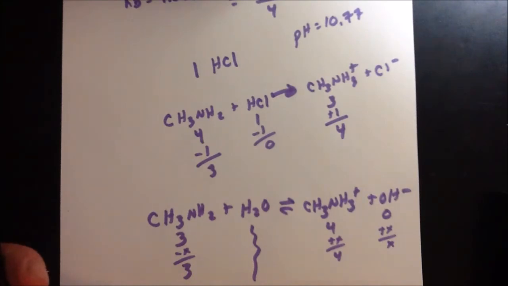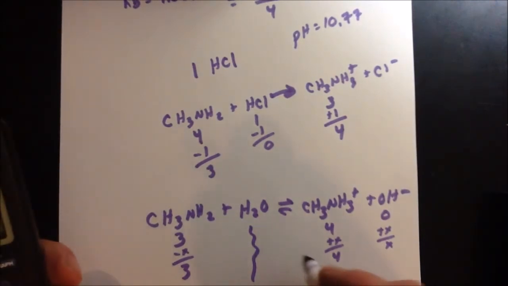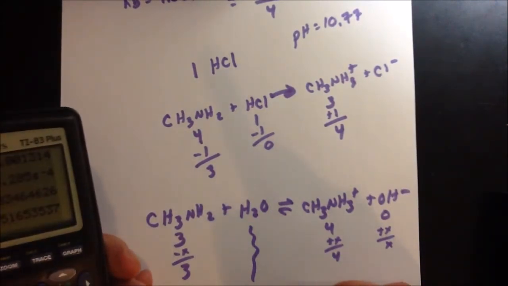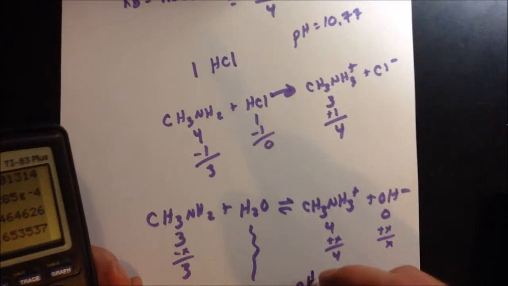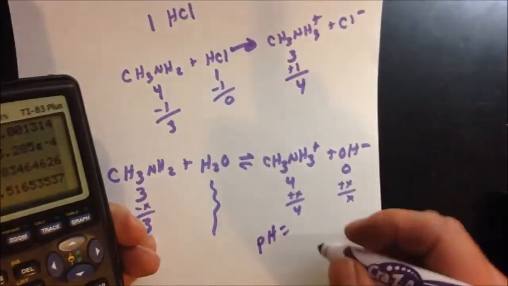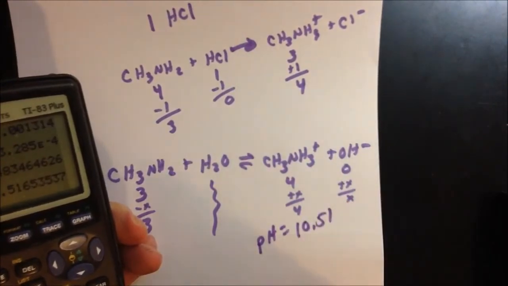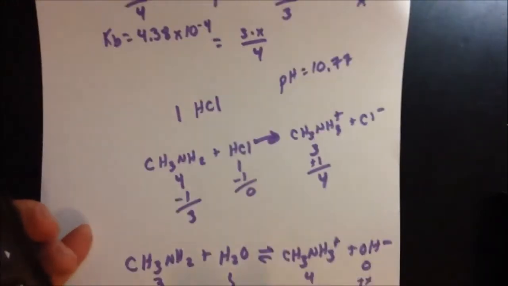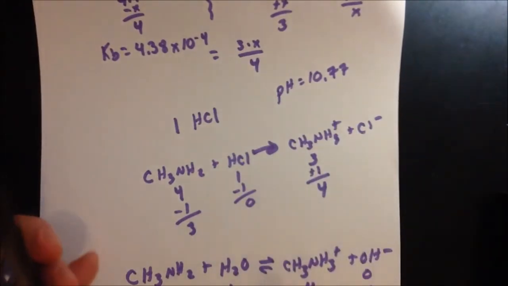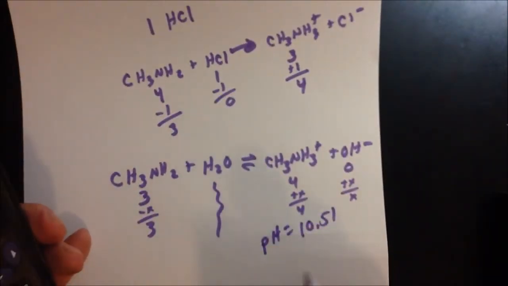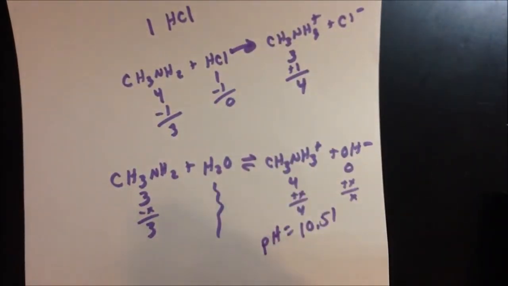And negative log of that answer. I get a pOH of 3.48. And I get a pH of 10.51. pH equals 10.51. So again, notice I added in a mole of HCl, and it became a little more acidic, but not a major change. And again, that's what buffer solutions do.